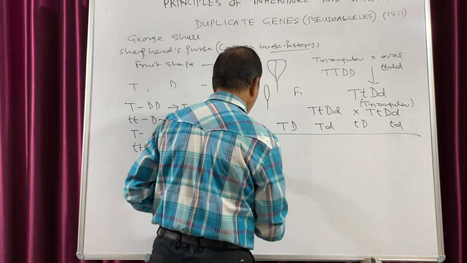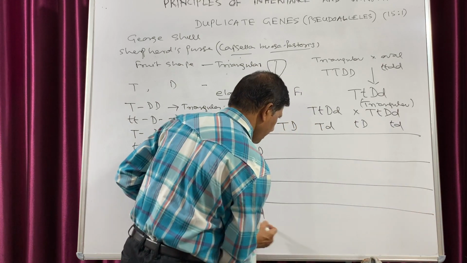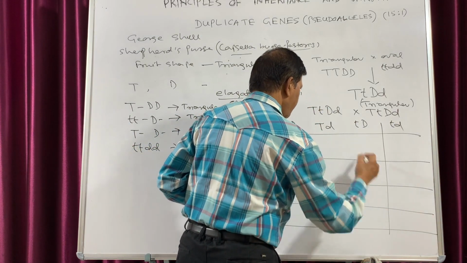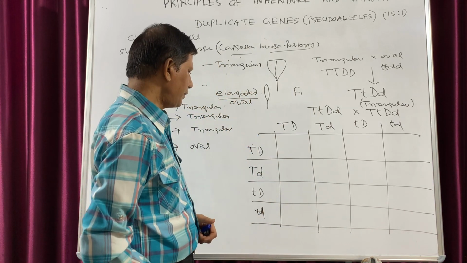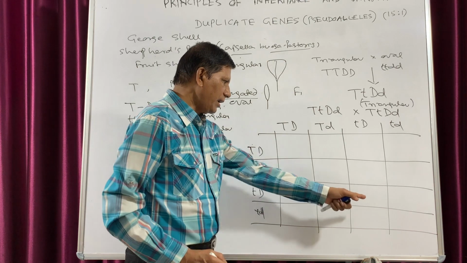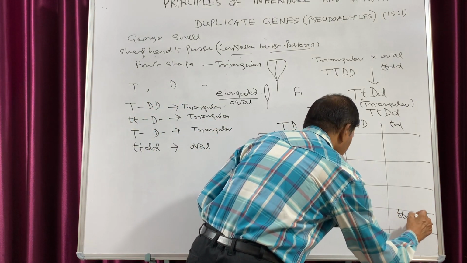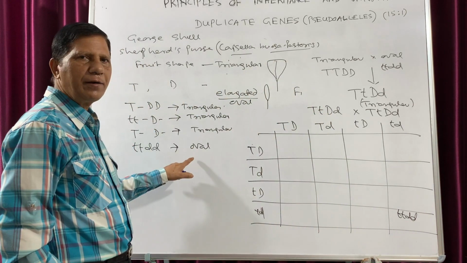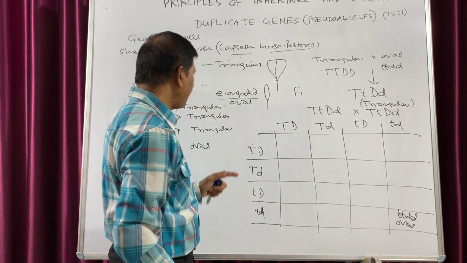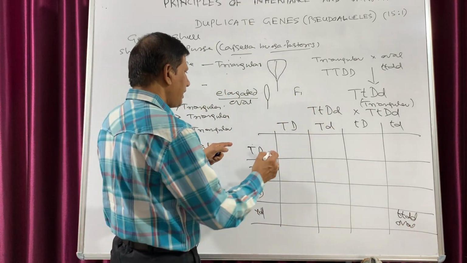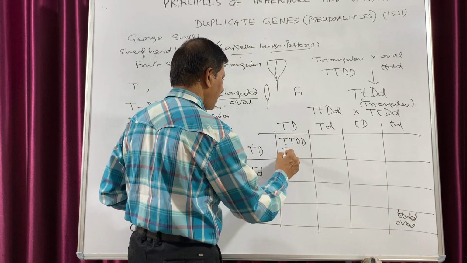So in the checkerboard, what is happening? You see, in the Punnett square there will be 16 plants. Now see, in the last case, it will be small t small t, small d small d, when it will be oval. That means this one is oval. And in all other cases, you see at least one dominant allele is present. That means it will be triangular.